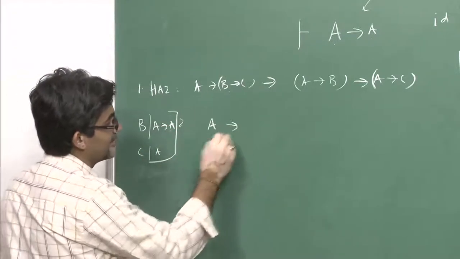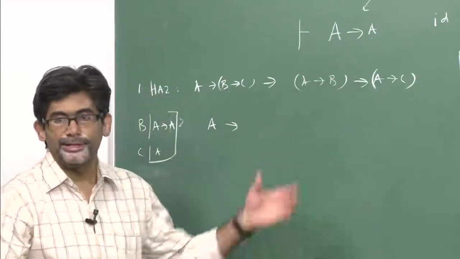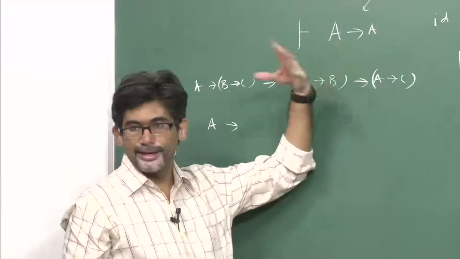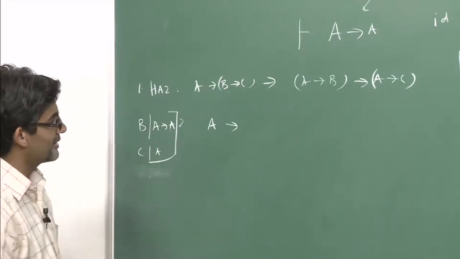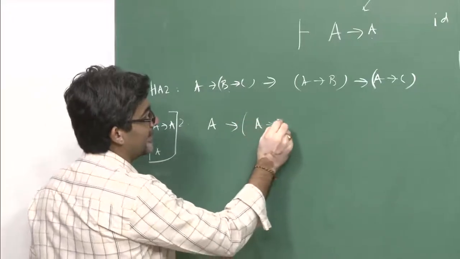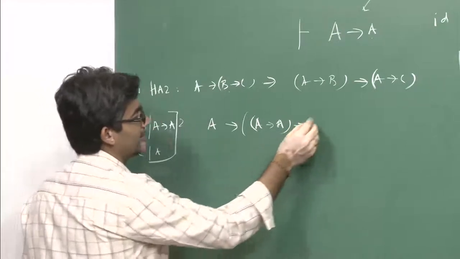The second step is this. A is as it is, because we are proving A implies A. That means you have to eliminate these B's and C's somehow, so that you will find only A's in your formula. That's the reason why we use this uniform substitution rule. So now what is B here? B means A implies A, and then C is also considered to be A.